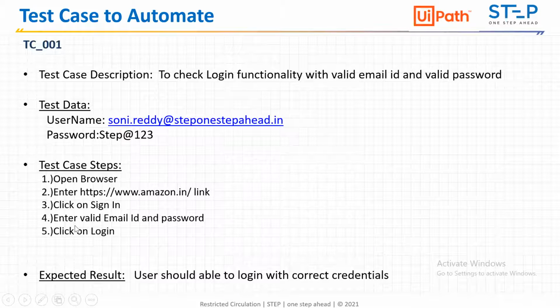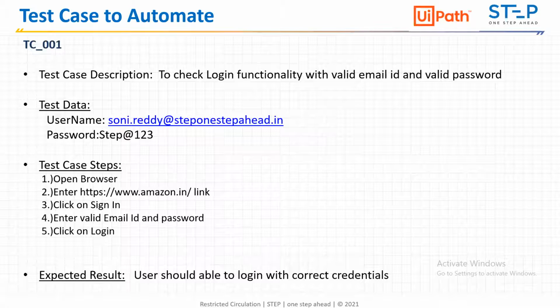Then we will train the robot to verify this particular email ID, that is, whether the username and password are correct or not. After entering that, we will check the expected result. The user should be able to log in if it is a correct login. If it is a wrong login, then the robot will throw a message like this: login is not correct.